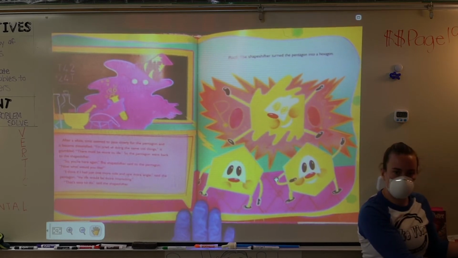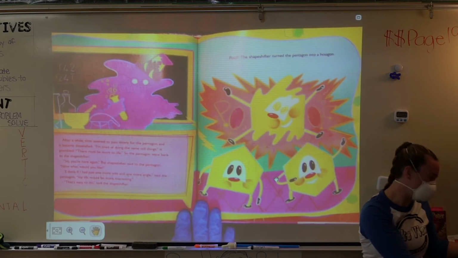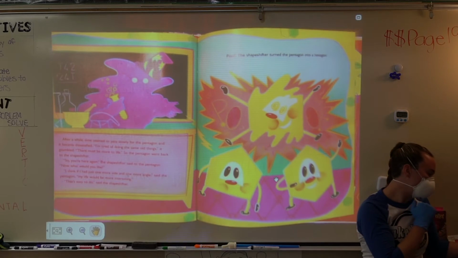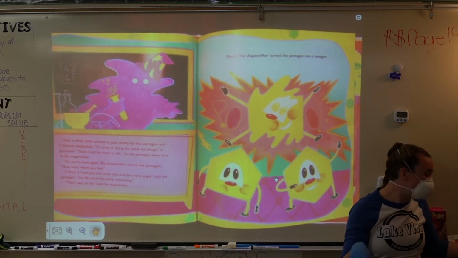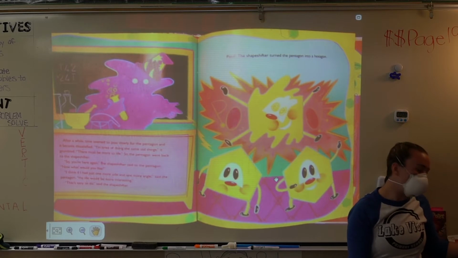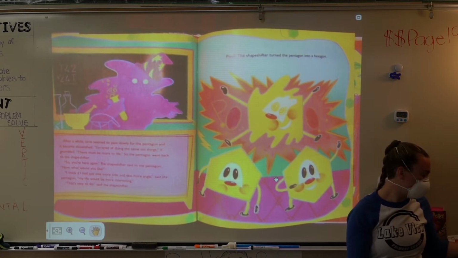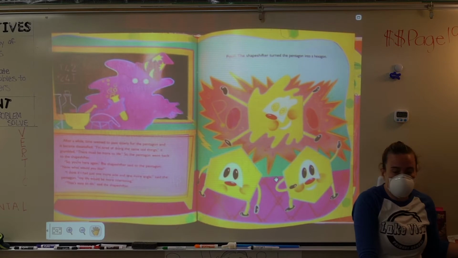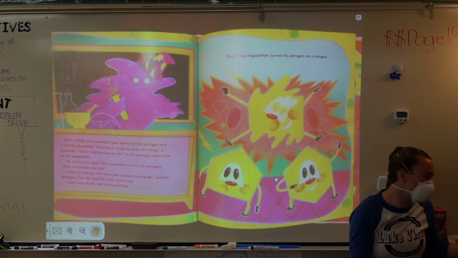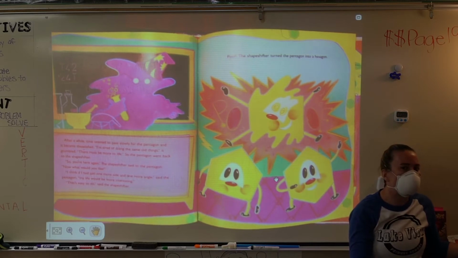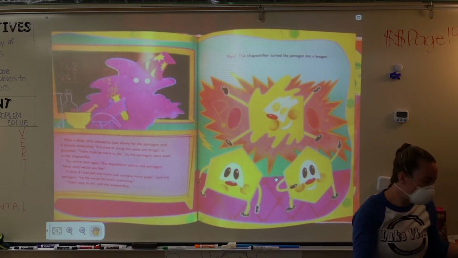"So, you're here again," the shapeshifter said to the Pentagon. "Now what would you like?" "I think that if I had just one more side and one more angle," said the Pentagon, "my life would be more interesting." "That's easy to do," said the shapeshifter. Poof! The shapeshifter turned the Pentagon into a hexagon.